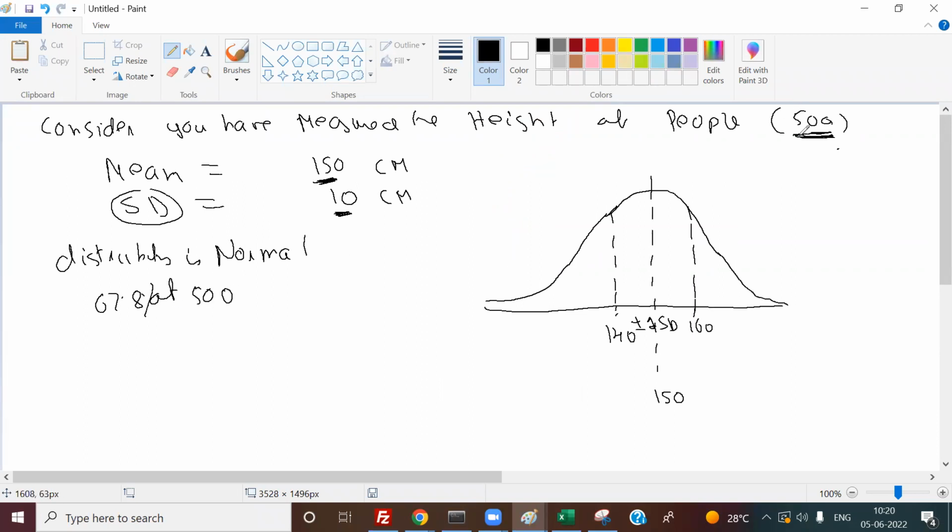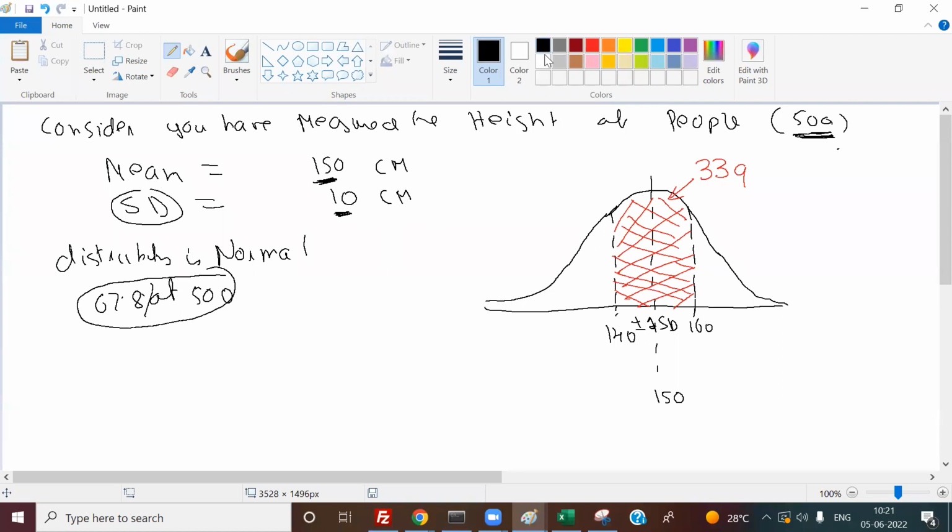You have done the survey on 500 people. It means out of 500 people, 67.8% will belong in this region. इसका 67.8% निकालो please. Exact. Tell me the exact number without decimal. 339. Sure. So out of 500 people, 339 would be falling in this region. Idea समझ में आ रहा है सबको?